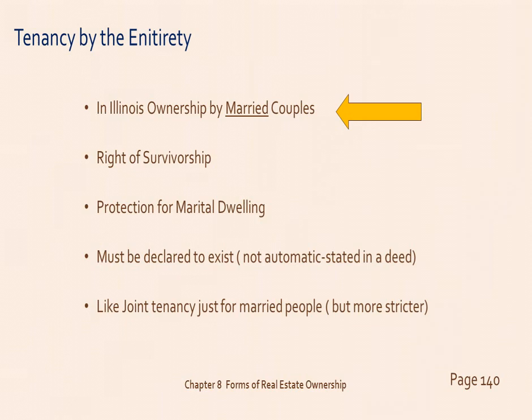It's a little stricter because tenancy by the entirety means that neither spouse can do anything with the joint tenant property unless the other spouse also joins in. So neither spouse as a tenant by the entirety can convey title without the other spouse. Neither spouse can encumber the property unless the other spouse also joins in that encumbrance, that lien, let's say.